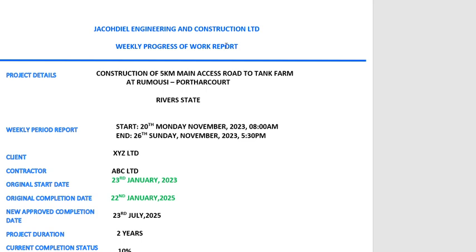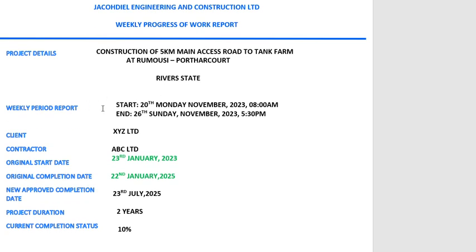Now we have daily reports, weekly reports, monthly reports, and quarterly reports. So depending on the kind of report you are preparing, for example, now this is the weekly report. You can see weekly progress of work report. Now you can see the project details: construction of 5 kilometer main access road to tank farm at Remosi, Port Harcourt, River State. You can see the detail of the report.